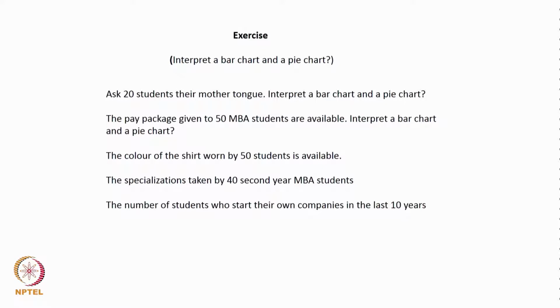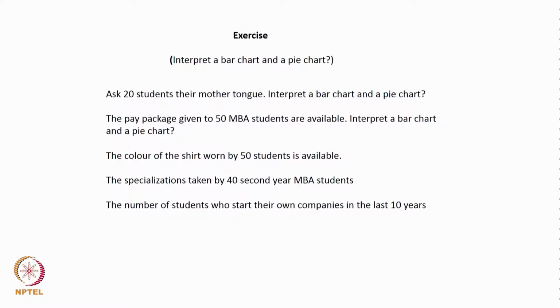We ask 20 students there. Now, the exercise is, should I draw a bar chart or should I draw a pie chart in this? Ask 20 students their mother tongue, interpret a bar chart and a pie chart. So, we can do that. We could draw a bar chart, we could draw a pie chart, and in this case a bar chart would be preferred to a pie chart, unless we want to generalize saying that so many percentage of people belong to a certain mother tongue. But if we restrict ourselves to the 20 students, then the bar chart is a better representation than the pie chart.